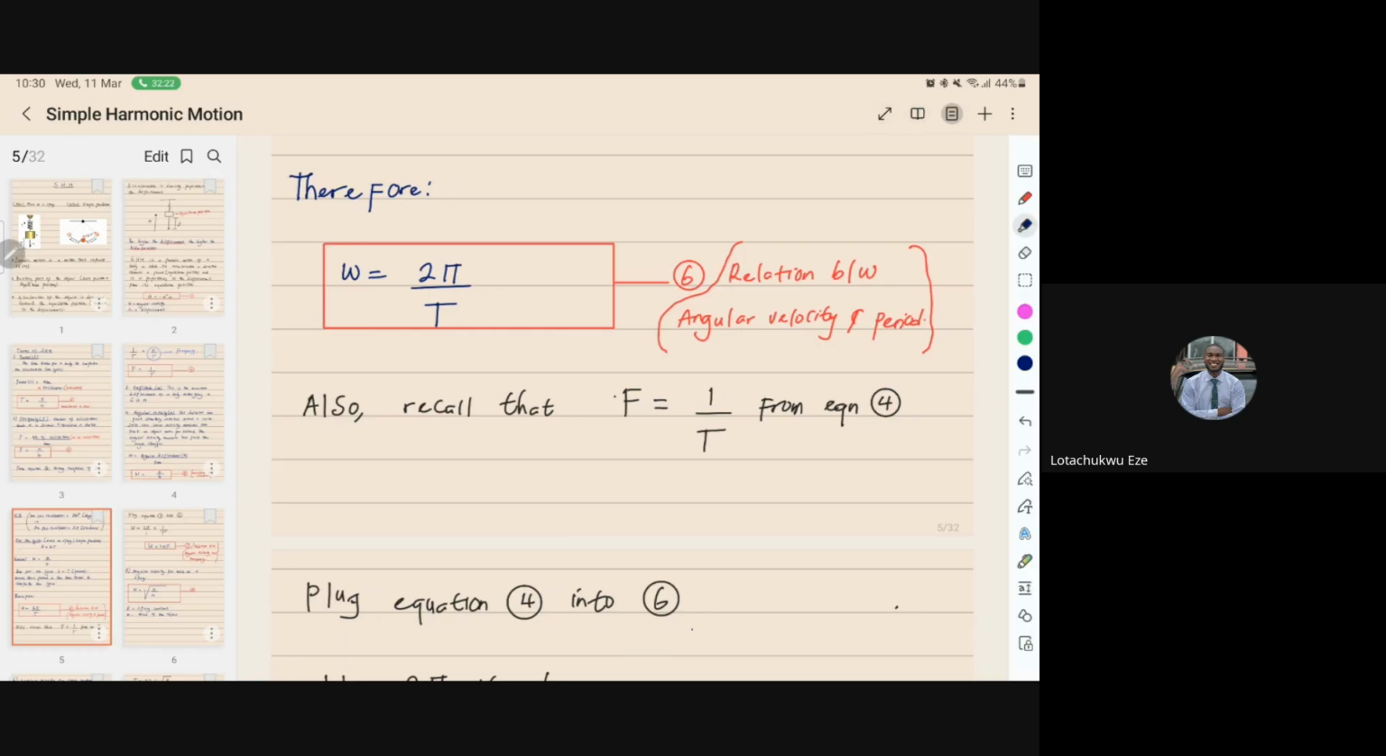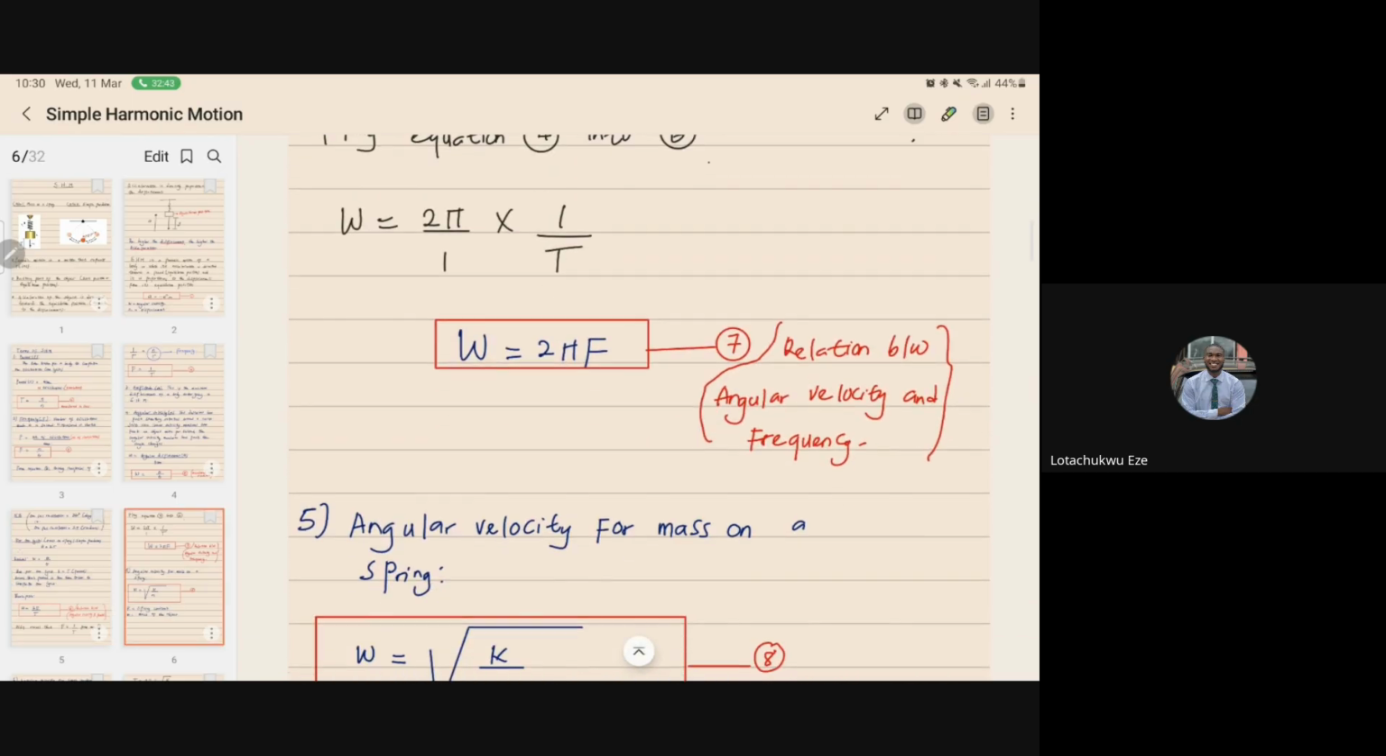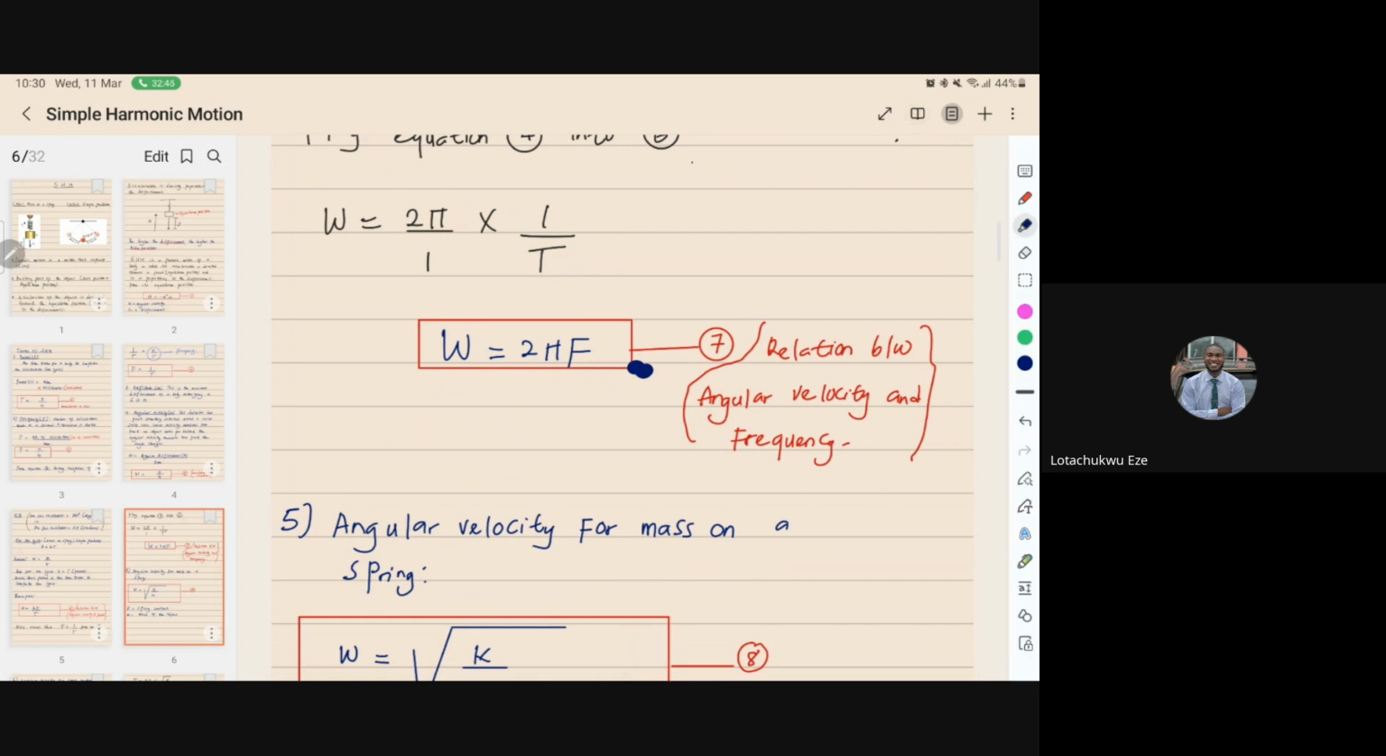So let's continue. Now, we said that this is your angular velocity in terms of your oscillatory motion. Recall that f is equal to 1 over T. So therefore, this one is your angular velocity with respect to the period. And then you could see what will happen right here when we bring in our frequency. All of these things are very important as we start solving questions. So when you bring in the frequency, based on that formula, you have that angular velocity is 2 pi f.